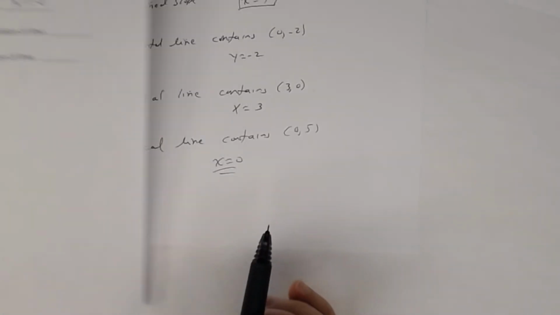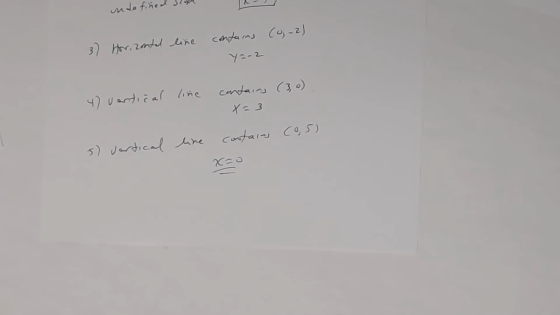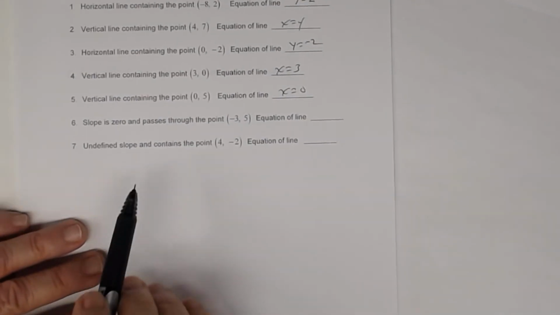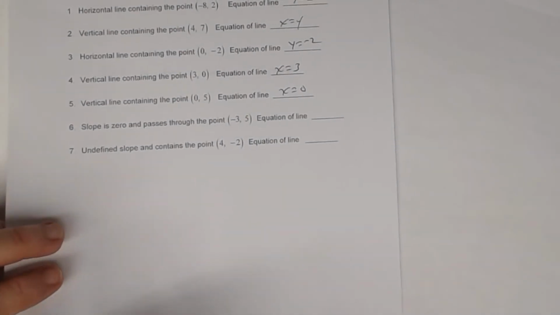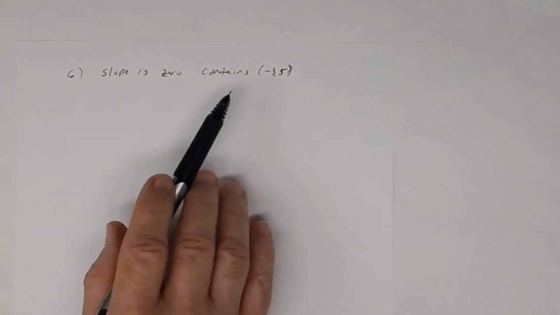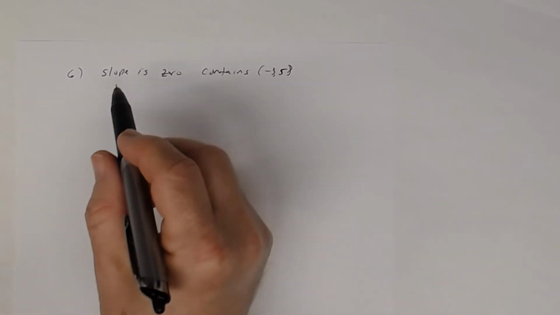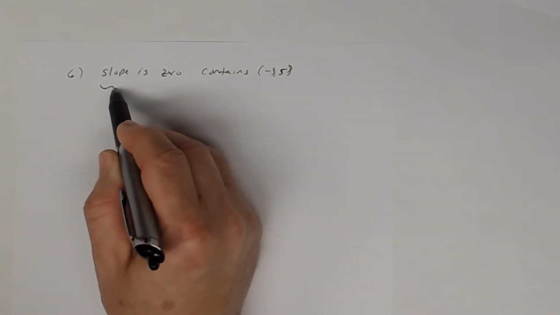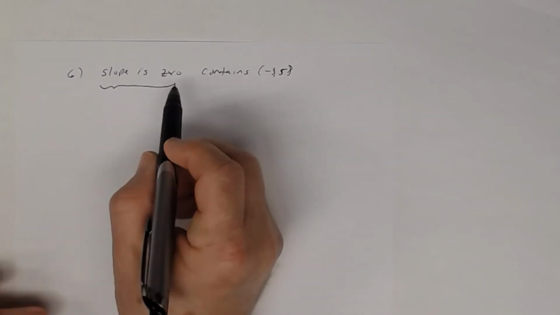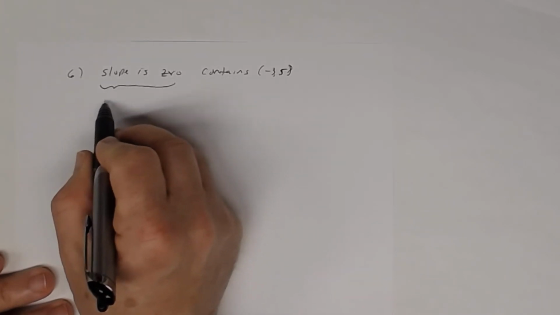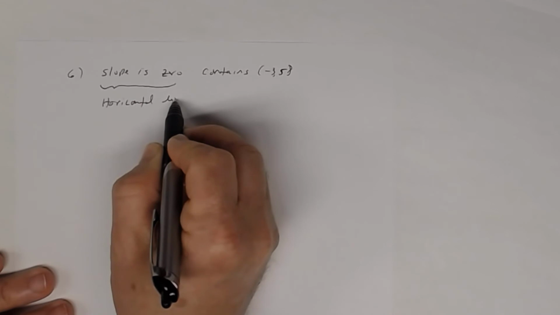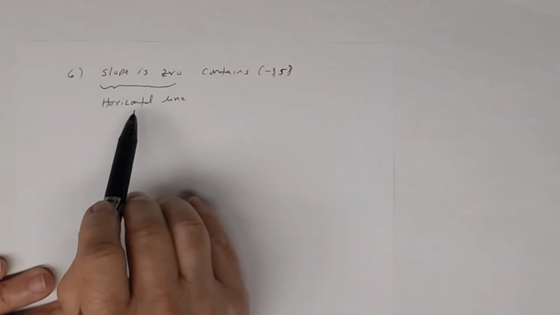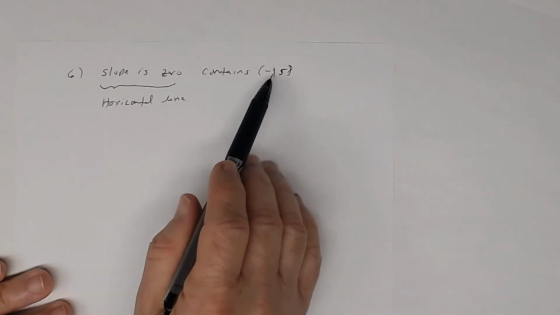All right, number 6. So let's look at number 6. You're told the slope is 0 and it passes through the point (-3, 5). So remember, a line in which the slope is 0 is a horizontal line. And we know that this horizontal line contains the point (-3, 5).